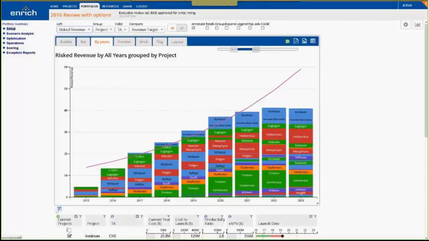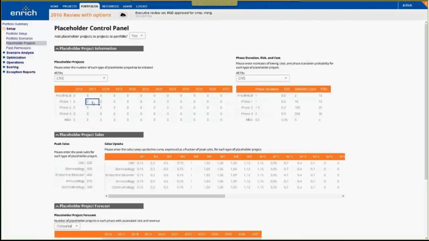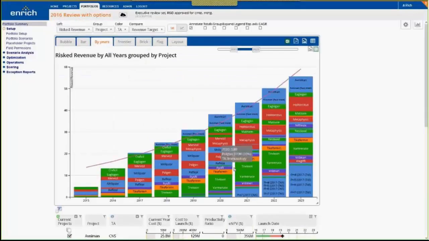So now we can add a series of placeholder projects to this portfolio and build up a scenario of a series of in-licensing opportunities that we take advantage of. And we'll just have 7 of them here, 7 deals that we do in 2017 in CNS. And now when we go back to the portfolio view, you can see the revenue for those PH or placeholder projects coming in and getting us much closer to that overall revenue target that we'd set for ourselves, even on a risk-adjusted basis.